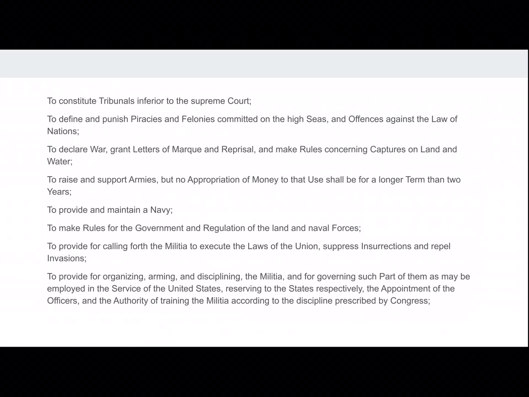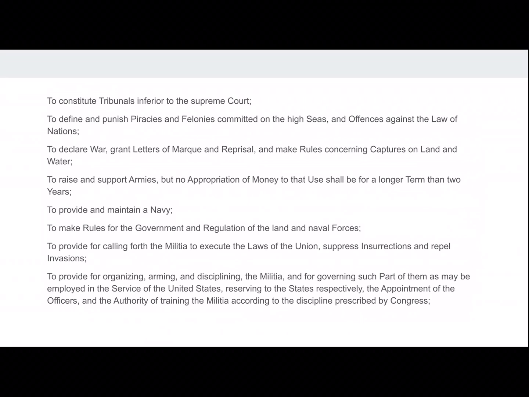All right. To constitute tribunals inferior to that of the Supreme Court, so they get the ability to make courts that are not just the Supreme Court. To define and punish piracies and felonies committed on the high seas and offenses against the laws of nations. At this time, there's a lot of pirates, and so they found it important to say they get to define what is a pirate and to punish them.